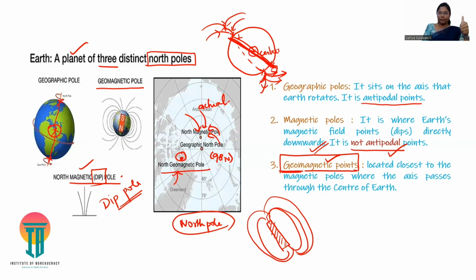Three important poles: the geographical north pole, exactly 90° north and south, and it is antipodal. Magnetic poles are the locations where magnetic field lines emerge out and converge in, but they are not antipodal. When we connect these 2 points, they do not pass through the earth center. So what we do, we select another location much closer to the magnetic poles, which passes through the earth center. When we connect these 2 points, it passes through the earth center, and those points are known as geomagnetic poles. So we have the geomagnetic north pole and the geomagnetic south pole.